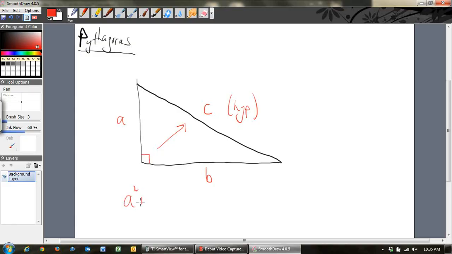So if you've got those three sides, A, B and C, then you have A squared plus B squared equals C squared. And that will always hold for every 90-degree right-angled triangle.